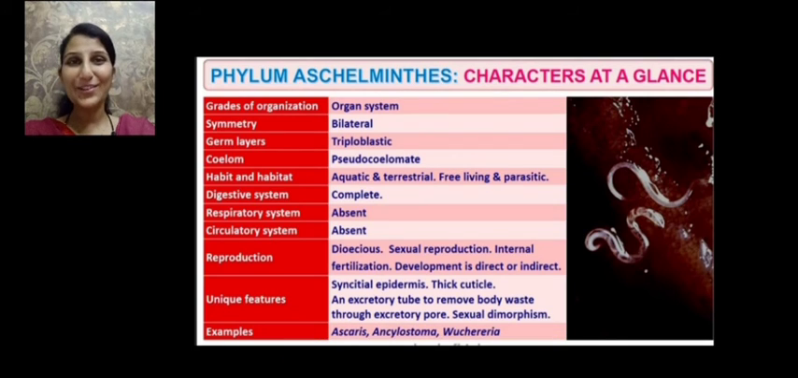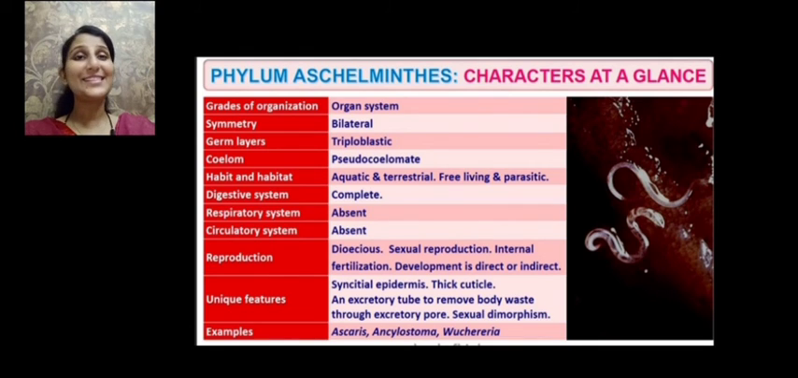Now let us summarize all the points of phylum Aschelminthes. You have organ system level of organization, and their symmetry is bilateral. The germ layers are three, so they are triploblastic. They have a false coelom, so they are called pseudocoelomate. And the habit, they are aquatic or terrestrial, and they can be either free living or parasitic. The digestive system is complete. That means they have two openings, one for mouth and the other for anus. And the respiratory and circulatory systems are absent. The reproduction is dioecious.